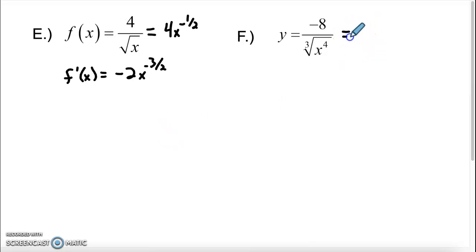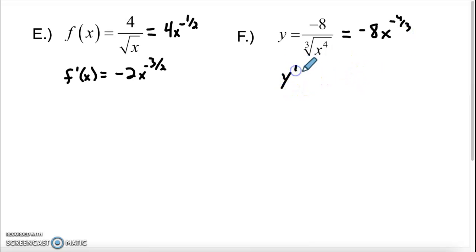Here, again, rewriting this. So the cubed root of x to the fourth would be the same as x to the 4/3 power. Right? The root would be the denominator of the exponent. And then since it's in the denominator, that means it would be a negative exponent. So I can rewrite this as x to the negative 4/3 power.